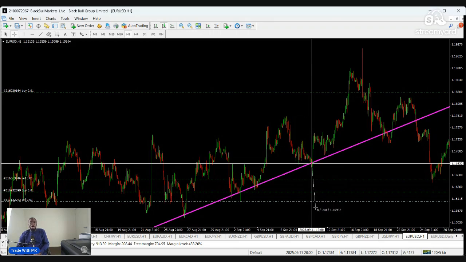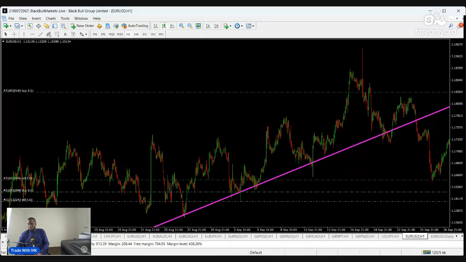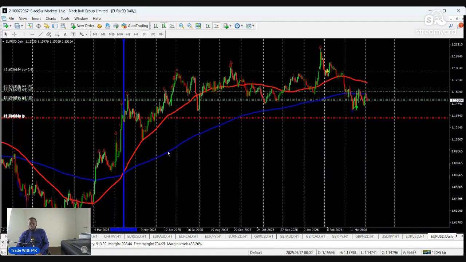Why? Our daily time frame is telling us that this trend is still up. As you see here, the 50 moving average is above the 200 moving average. So I'm not going to be looking for a downtrend. I understand that he can still use this side and go for a downtrend.